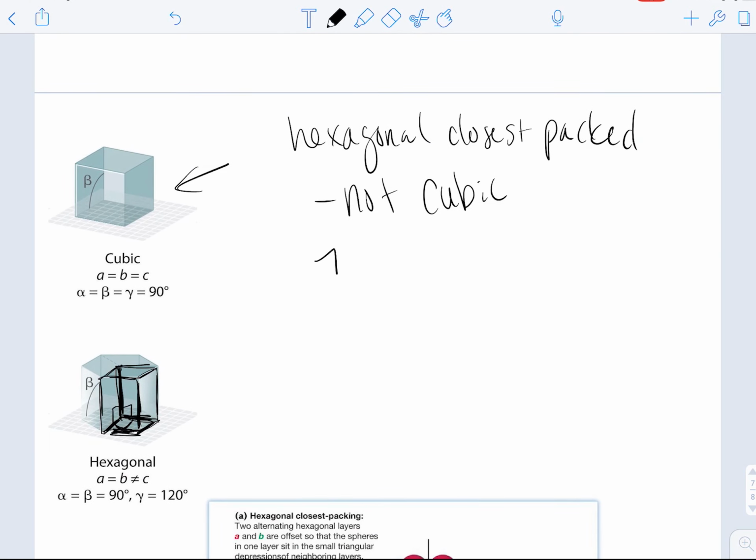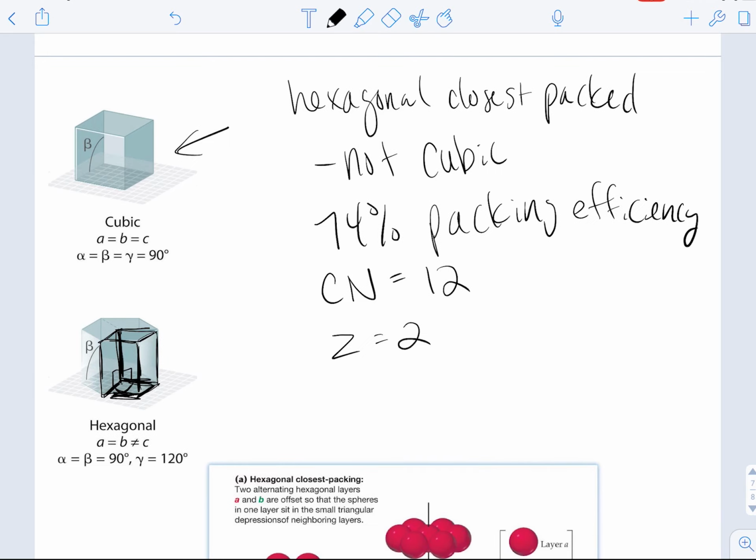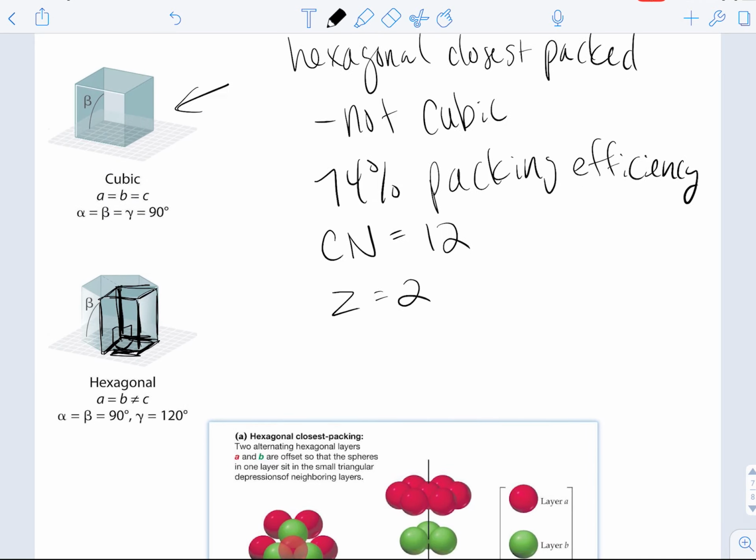Same thing here with our hexagonal closest packed. It has a 74% packing efficiency. So we have a lot greater percentage of that unit cell filled with atoms. Here we also, like our cubic, have a coordination number of 12. And then, unlike our cubic closest packed, our Z number here is going to be 2.